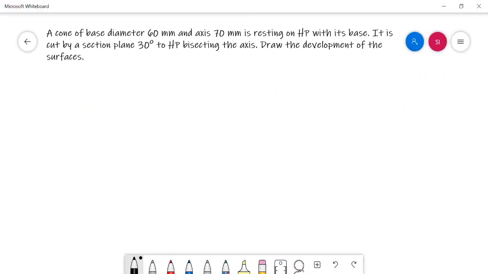So this is the problem. A cone of base diameter 60 mm and axis 70 mm is resting on HP with its base. It is cut by a section plane 30° to HP bisecting the axis. Draw the development of the surfaces. This is the question.